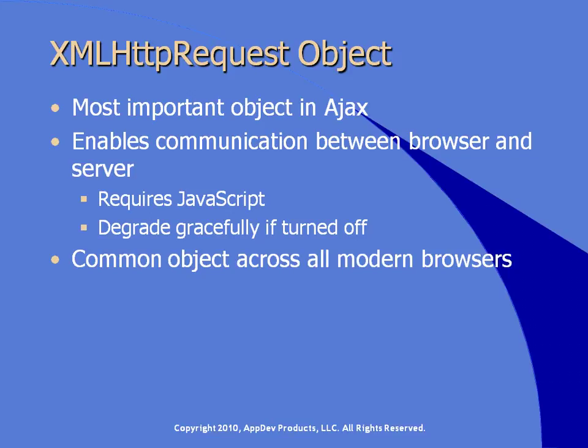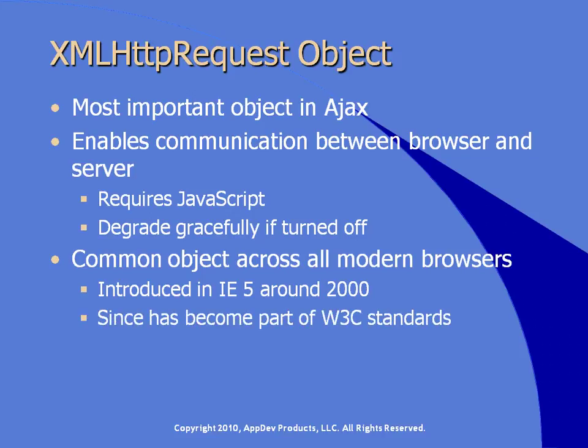Now, XML HTTP request is a common object across all major browsers. But Microsoft first introduced this object in Internet Explorer 5, back around the year 2000. And it's since become part of the World Wide Web Consortium's standards, and is available in most modern browsers on all platforms. Each browser, though, has a slightly different name for the actual object, which is a little bit of a cross-browser pain.